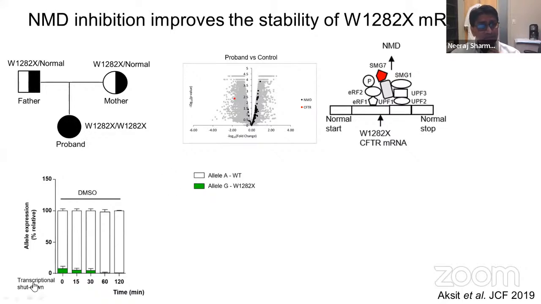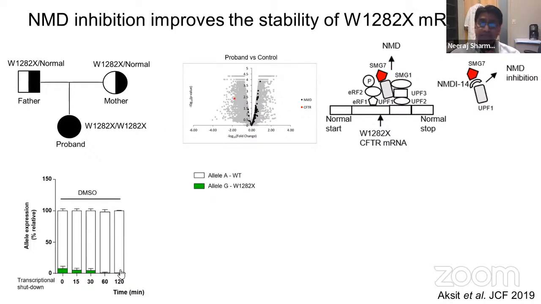So in this chase experiment, after giving a transcriptional shutdown by actinomycin D, what I have observed in these primary cells is that you see here in the green the transcript level at 0. When you chase it for 2 hours, the relative expression of W1282X decreases to almost 0, which indicates that W1282X was undergoing decay.